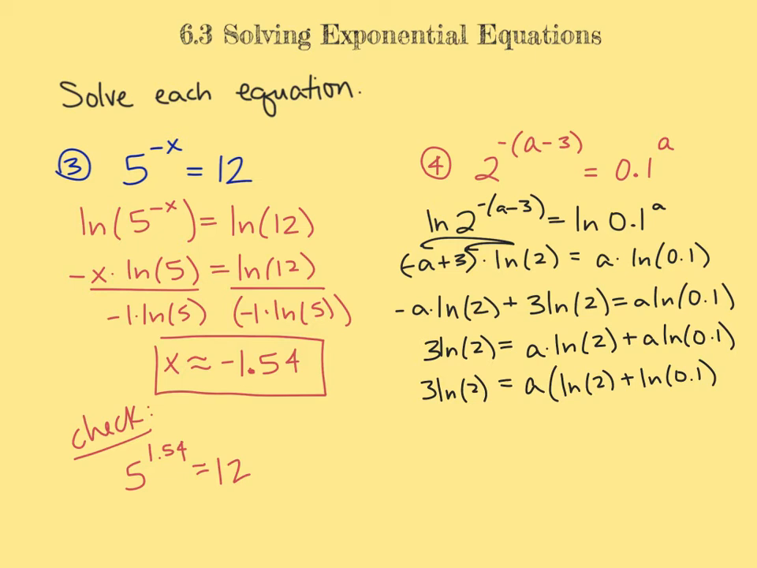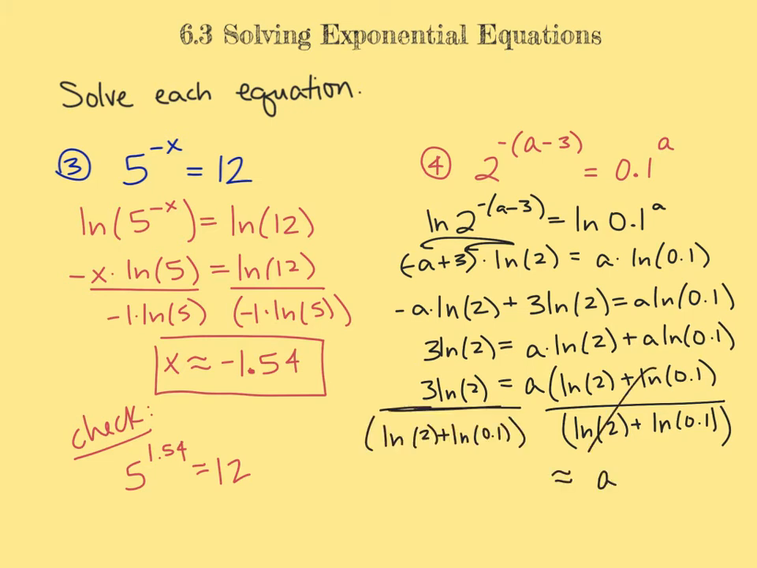At this point, we can get a by itself by dividing both sides by this entire term, ln of 2 plus the ln of 0.1. Because it's a large term, I'm going to keep it in parentheses. So we'll do the same thing on the left-hand side. Dividing here by this sum, of course in parentheses, will yield an a value of approximately negative 1.29.